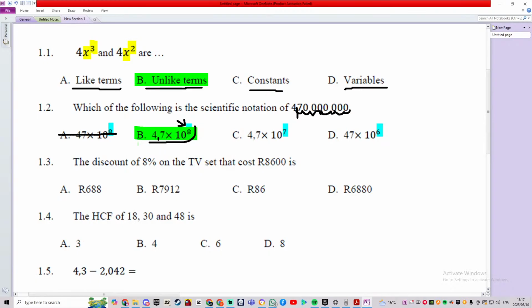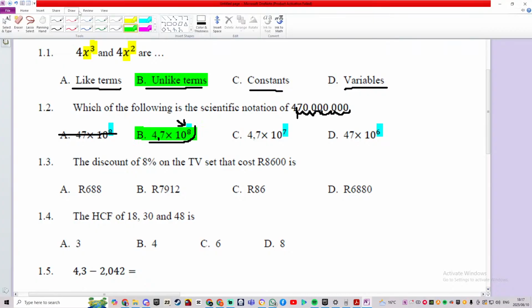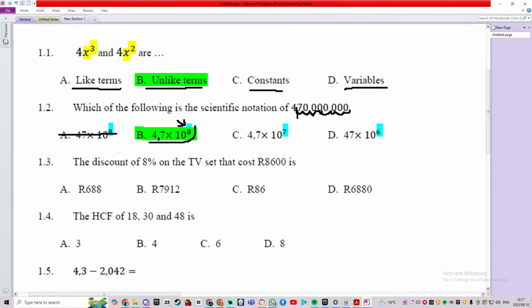Now, the discount of 8% on the TV set that cost 8,600. The discount is 8%. We need to find the percentage of 8,600. It's very important to note when we are working with percentages that we are finding 8% of 8,600. We need to do the following.